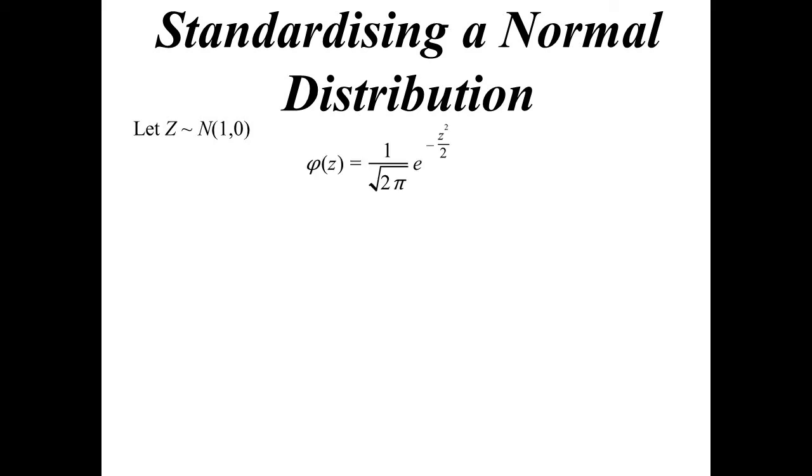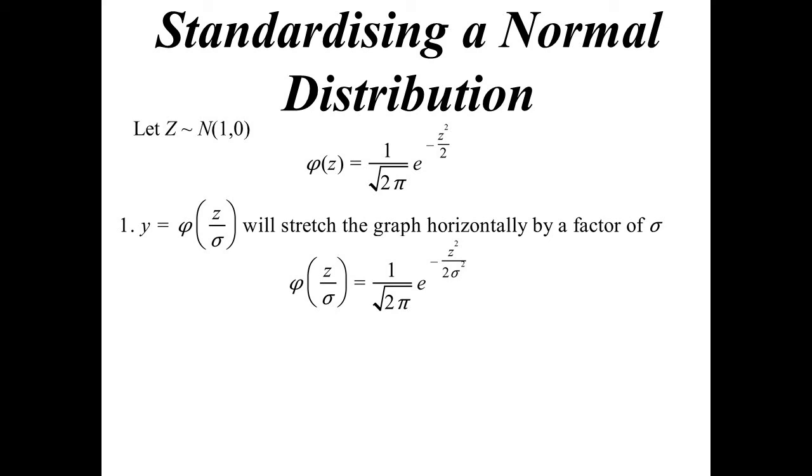You may recall that the formula for the normal distribution is 1 on root 2 pi e to the minus z squared on 2. That's for the standard normal distribution. Let's play with the graph. You have to remember from when we did curve sketching last year what we do to it. Take the function z divided by some constant, and that constant I'm just calling sigma.